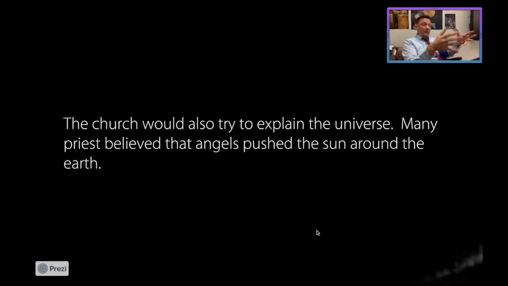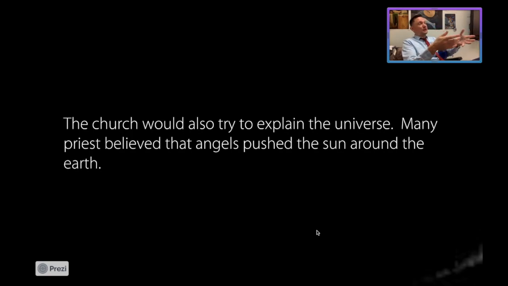So the church, remember, was the home of the people who could read, who could write, and do all these other things during the medieval era. So the church would also try to explain the universe, and they are going to adopt the same theory. They believed in a geocentric orbit as well. The church during the Middle Ages thought that the Earth was stationary. Some of them thought actually it might have been flat because it says that in the Bible.